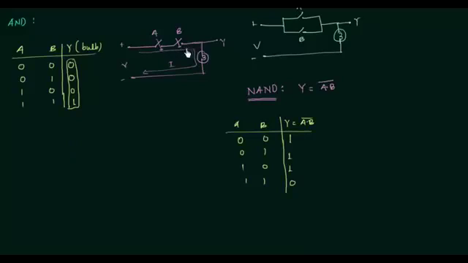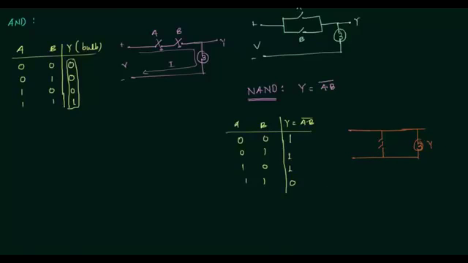We have this circuit of AND gate. This is the circuit for AND operation. The output is Y, and to obtain the NAND, we have to remove this switch from this position, and we have to put the two switches like this.